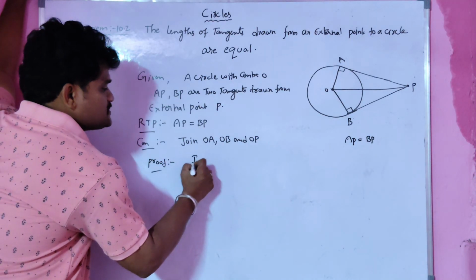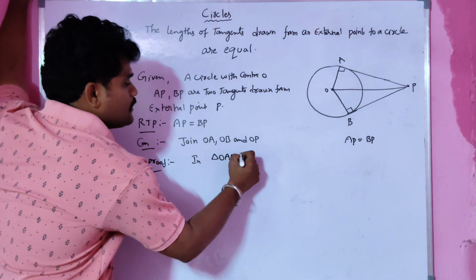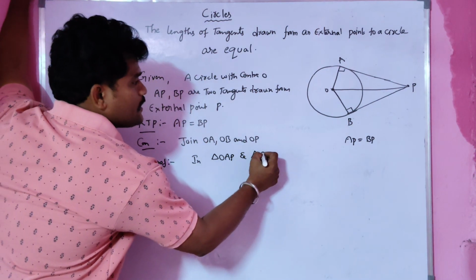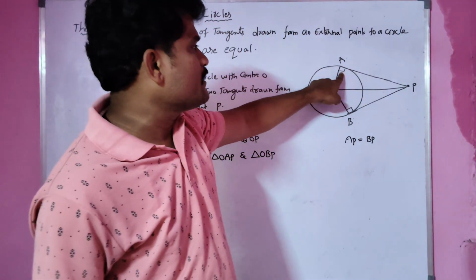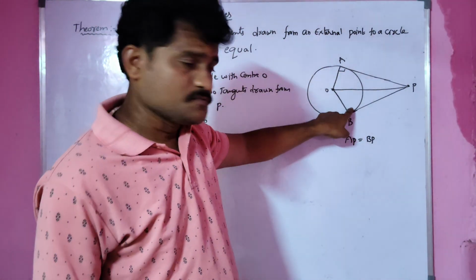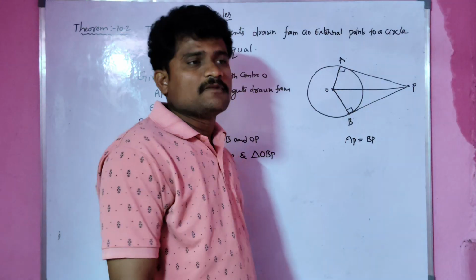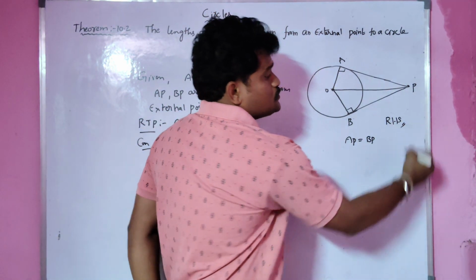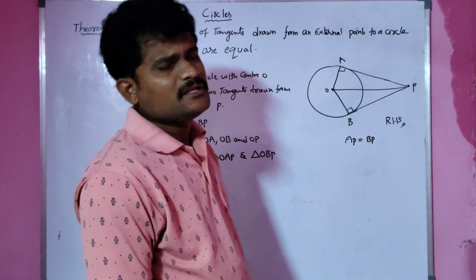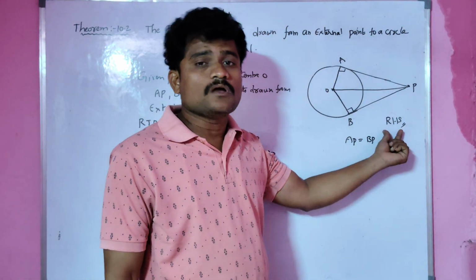So I consider the two triangles for the proof: triangle OAP and triangle OBP. Here we have 90 degrees, and here also 90 degrees. So they are right angle triangles. For right angle triangles we mostly prefer the RHS rule to prove the two triangles are congruent. Let's check whether the two triangles are congruent with the RHS rule or not.